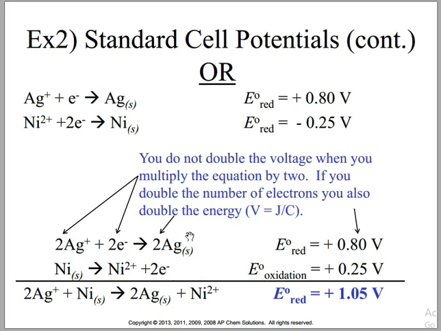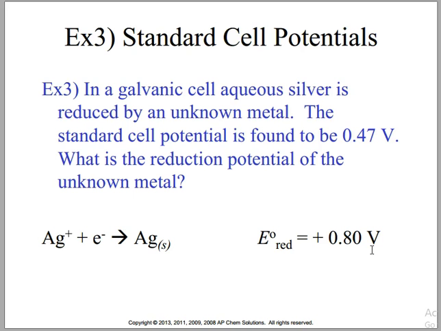So here is something that we might see: even though this is the balanced chemical equation, we do not double the value of the reduction potential, because if we double the number of electrons, we still have the same number of volts. Okay? So we don't change the values of the reduction potentials unless we change their signs. One more example problem.